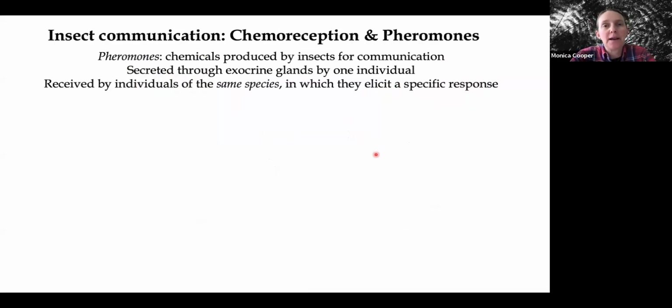Okay, so today we're going to be talking about mating disruption, and that is based around pheromones. Insects communicate via chemicals, and these chemicals are called pheromones. They are secreted through the exocrine glands by one individual, and then another individual of the same species receives that pheromone, and the pheromone elicits a specific response. It's really important that it's the same species, right? Because if you were trying to communicate something about alarm or time for mating, you would want to be trying to attract the same species and not a different species.